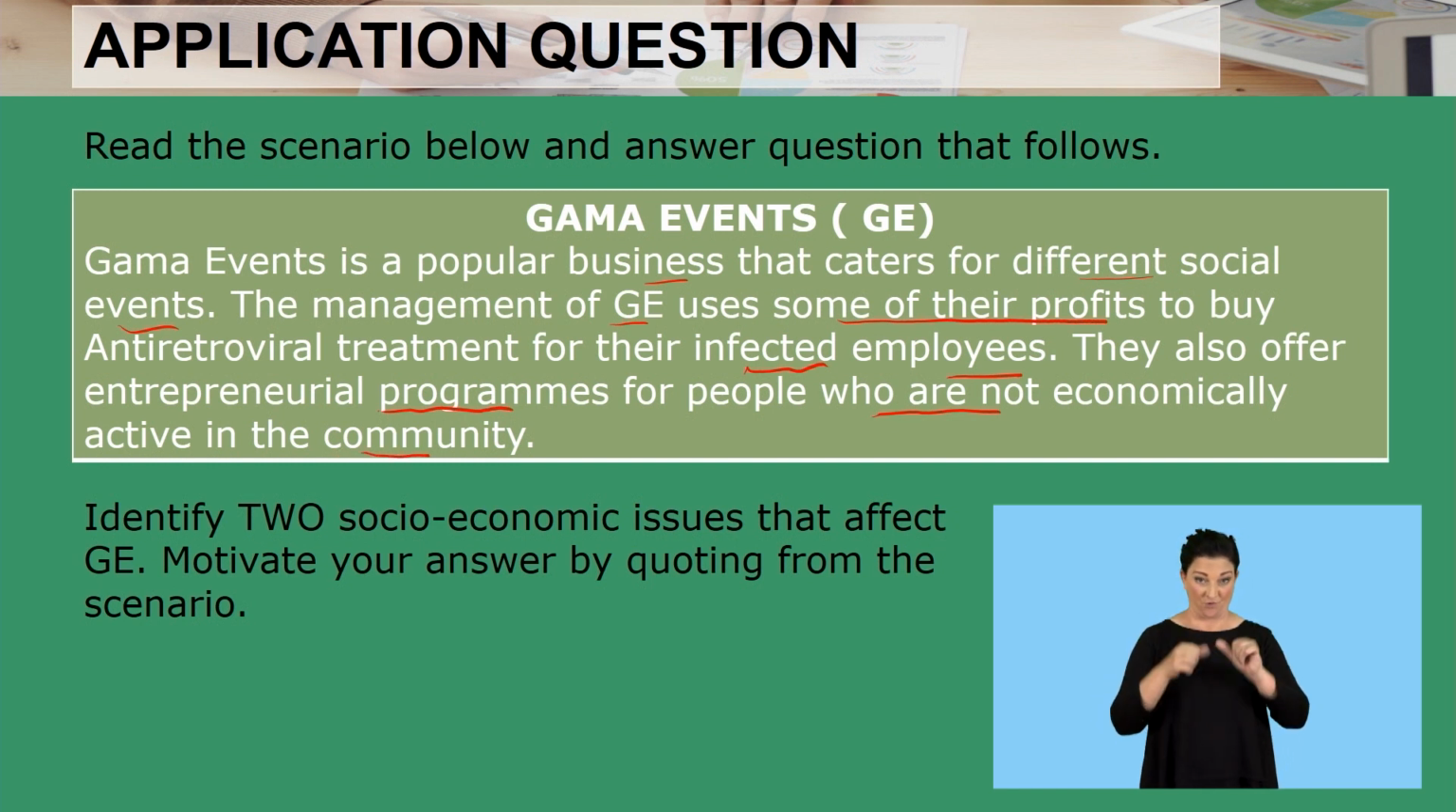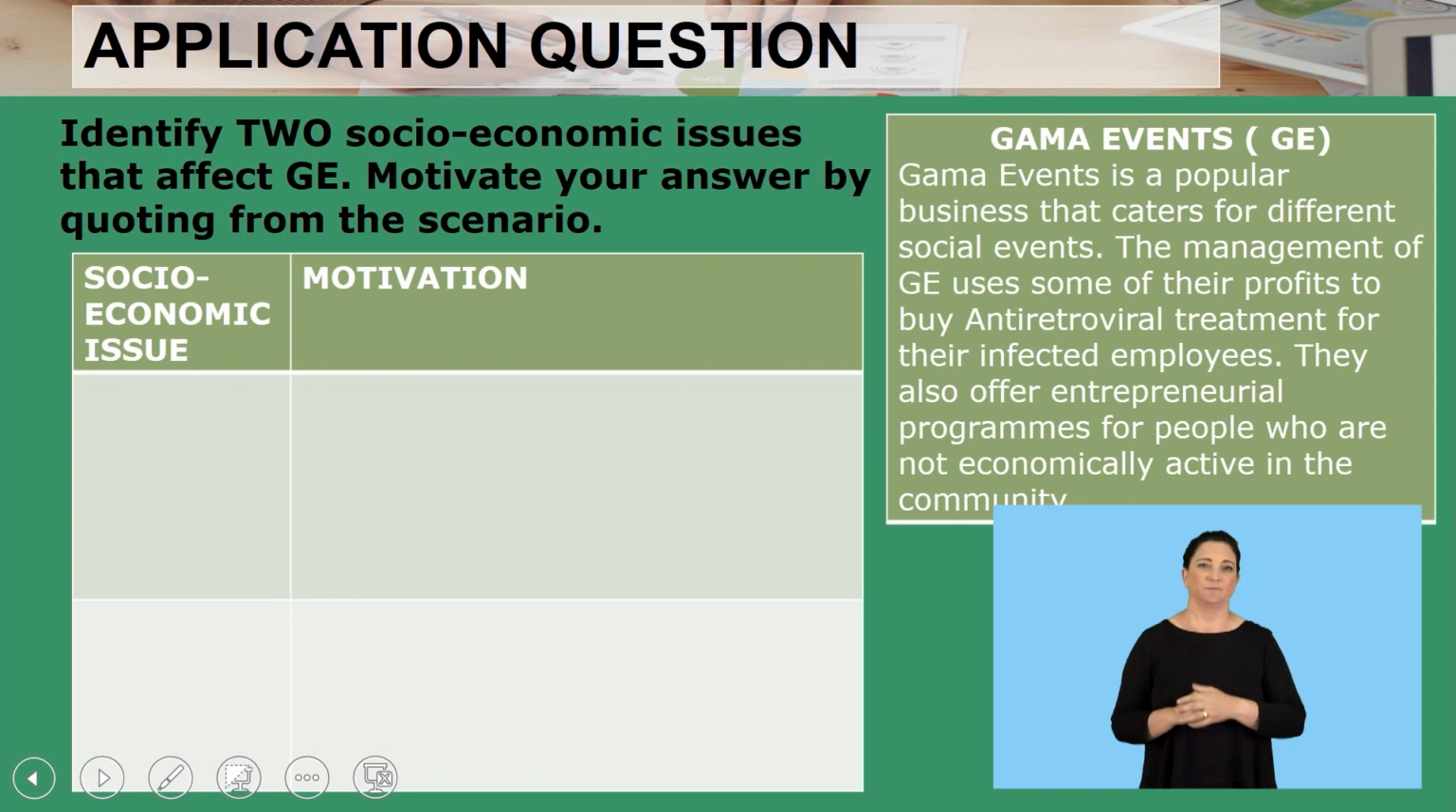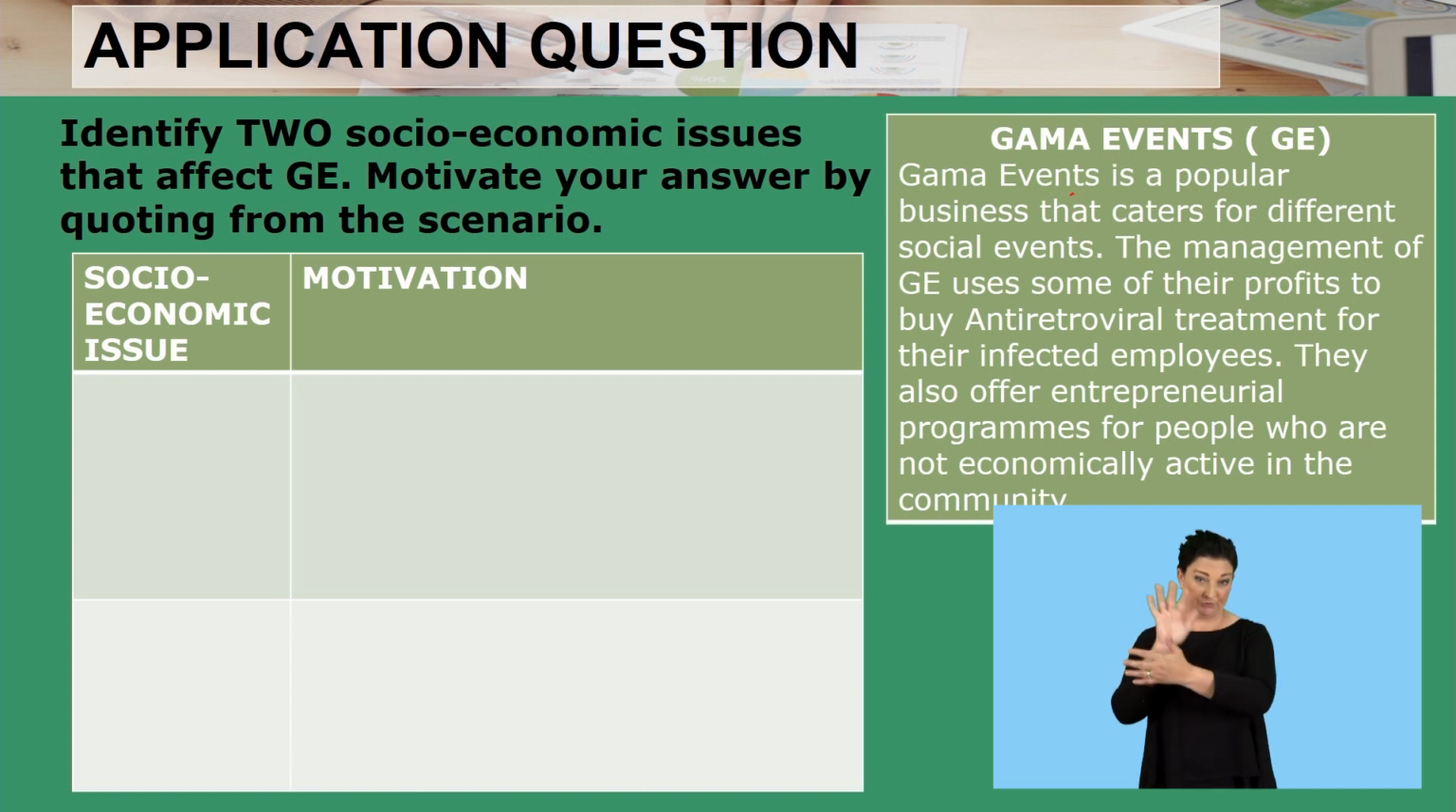The question says to us, identify two socioeconomic issues that affect Gamma Events and motivate your answer by quoting from the scenario. Now, this is how you deal with such a question. You look into the scenario and check what the question requires from you. You are expected to identify two socioeconomic issues, and remember, we focus on three. So you are supposed to choose two from the three socioeconomic issues: poverty, unemployment, and HIV and AIDS. Then you motivate your answer by quoting from the scenario.